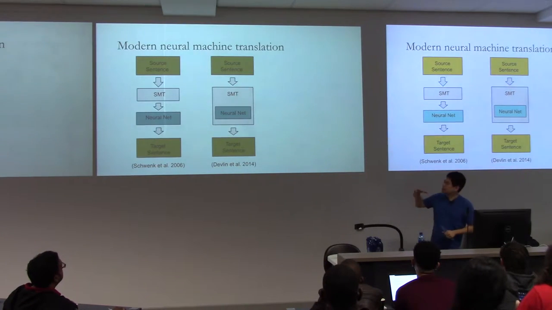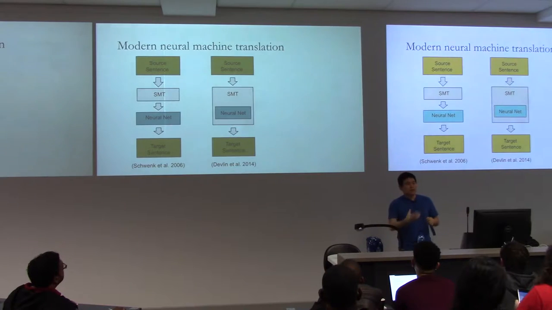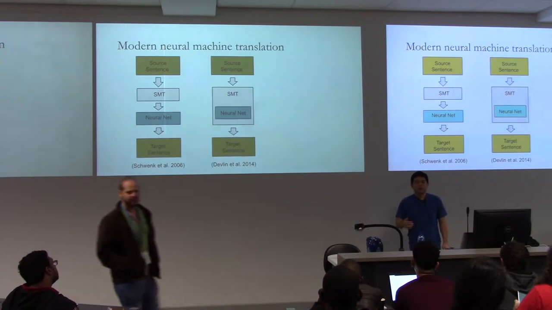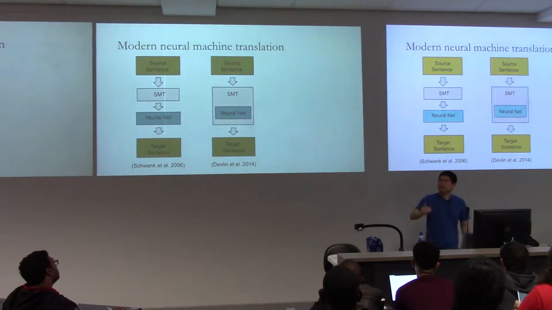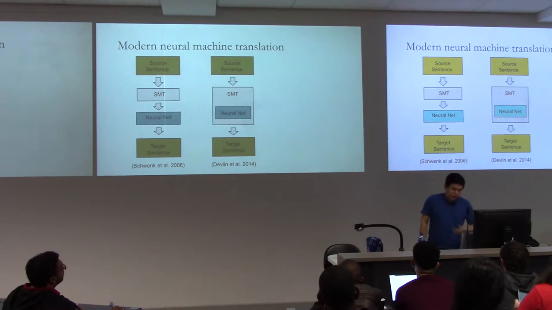So he decided to plug the neural net into the existing system as one of the many scoring components. He showed that he was able to get about a 15% increase in translation quality immediately, on English to Arabic, Arabic to English, and Chinese to English translation. And that was the paper for which Jacob got the best paper award at ACL in 2014.